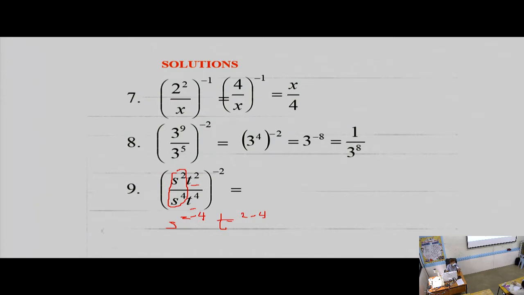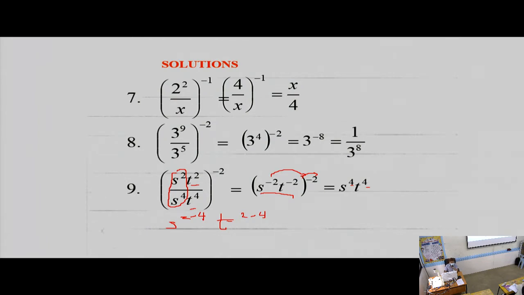What is 2 minus 4? Negative 2. So we will have s to the power of negative 2, t to the power of negative 2. And negative 2 times negative 2, that is positive 4. That's why our answer will be s to the power of 4, t to the power of 4. Okay?